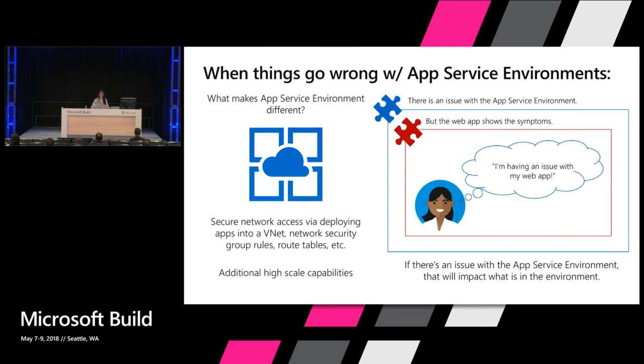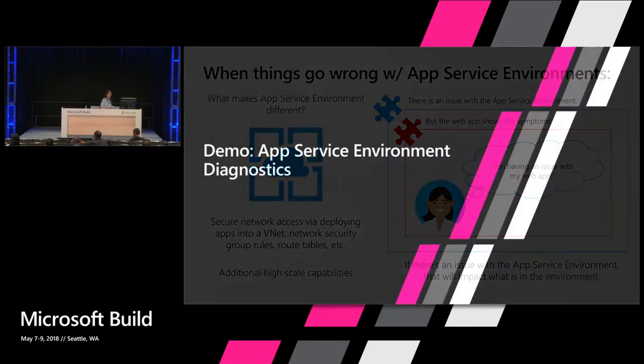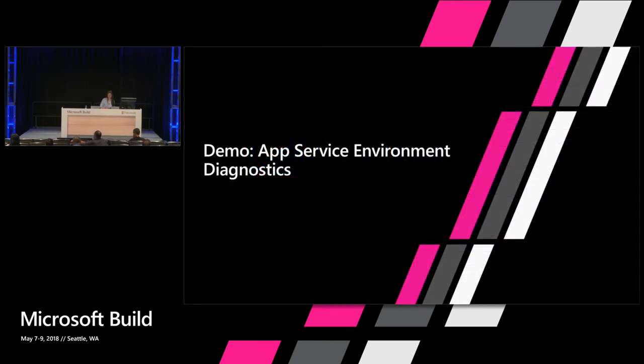And also you have additional scaling capabilities like I mentioned earlier, so you can scale up to actually 100 different VMs. The thing with App Service Environment is that if there's an issue going on with the App Service Environment, that may impact your web app itself because it's running in the App Service Environment. So the symptoms would manifest in the web app, but maybe underneath there's actually something going on with App Service Environment. So this can get a little bit tricky because you want to make sure that you're actually troubleshooting the right thing. So I'm going to go and actually figure something out with this.